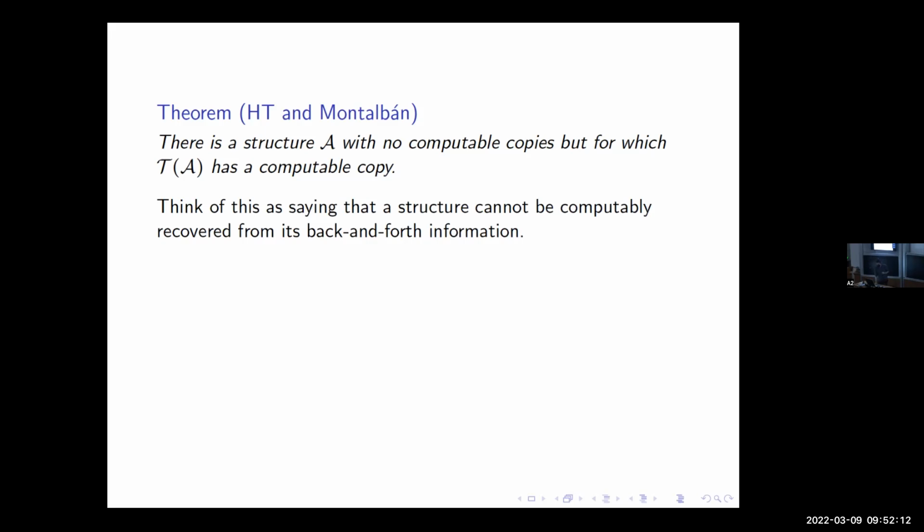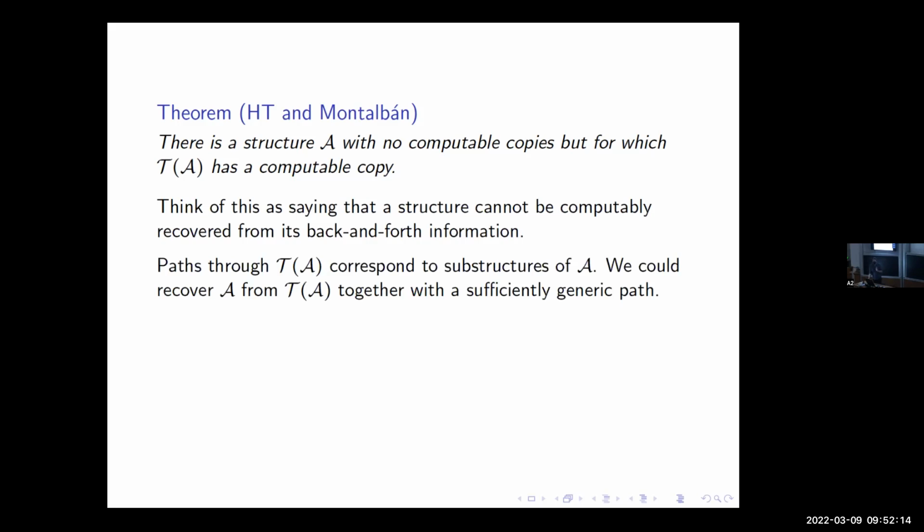And what's going wrong is essentially that if you think of a path through the tree of tuples, a path through here is going to build you a copy of the structure. If you manage to hit every element along the way, it'll definitely get you a substructure always, because there's no repetition on these tuples. The path is always going to get a substructure. But to get the whole structure, you have to hit everything. So for example, if you have a sufficiently generic path, then it's going to hit everything, and you're going to recover the structure. But you might not be able to get everything in a computable way.